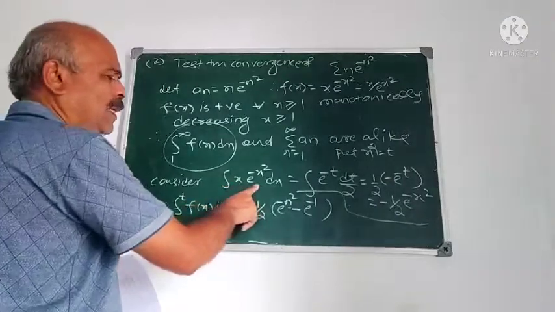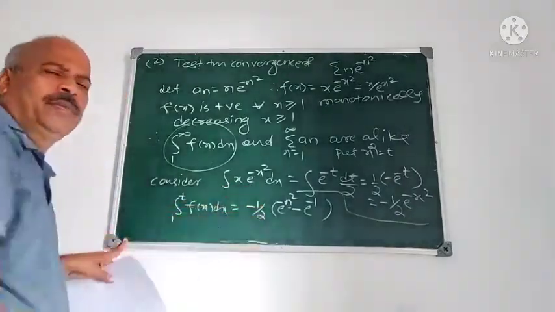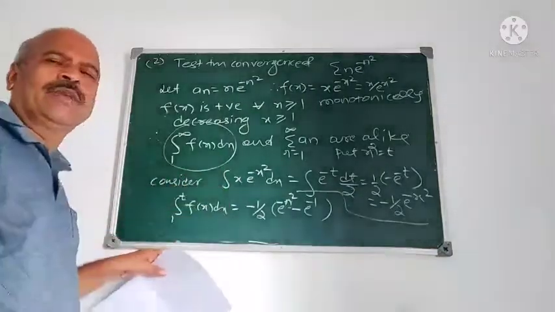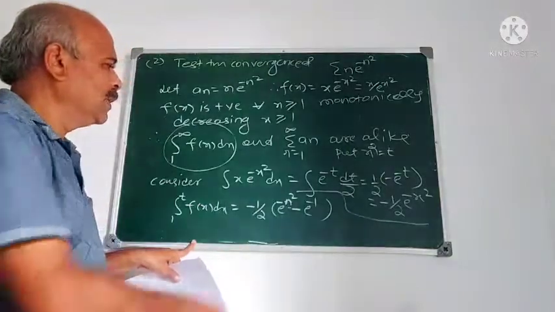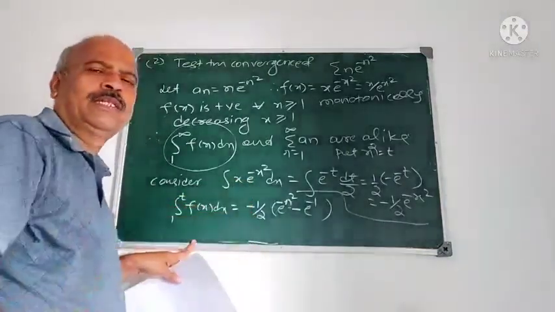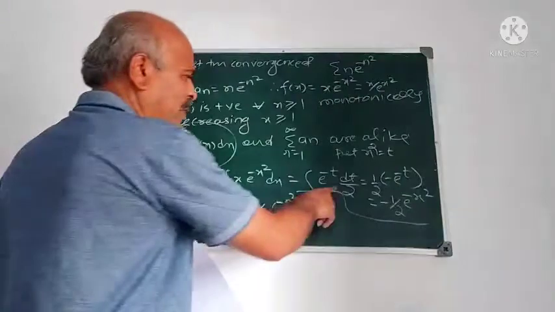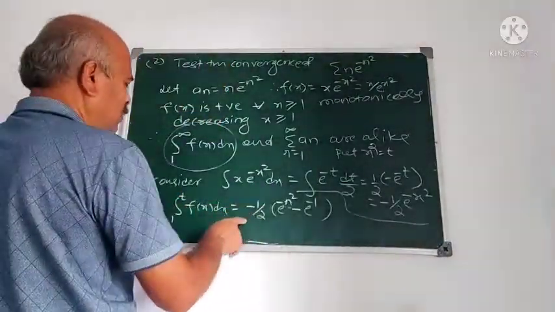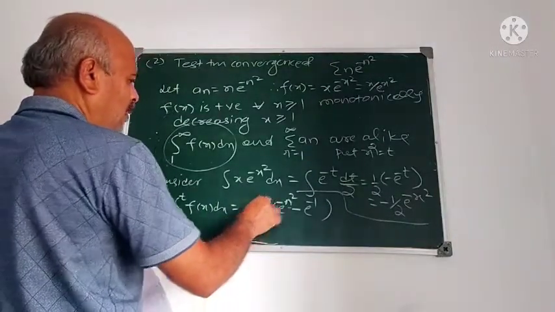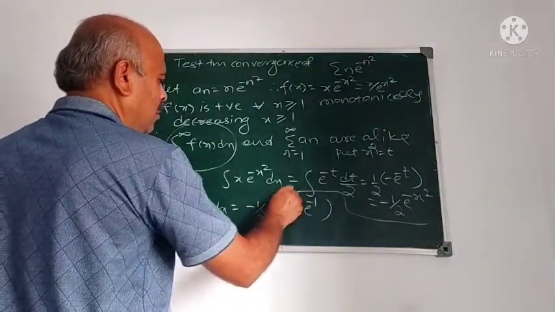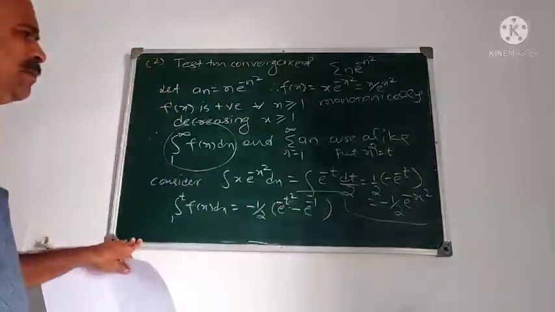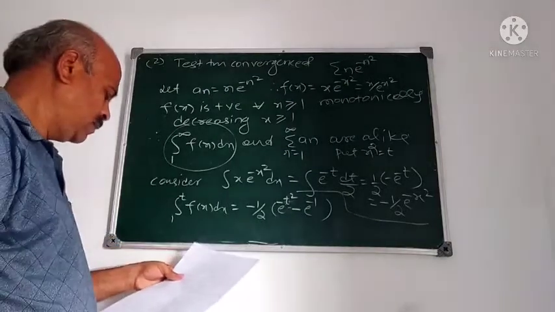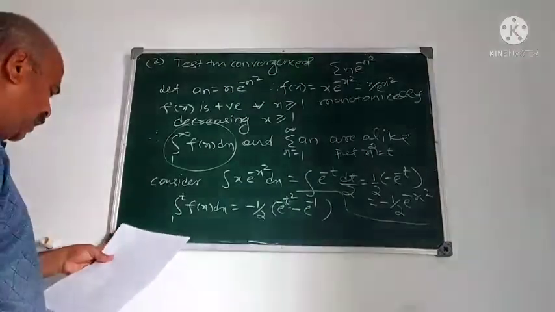First we have to obtain the integral. It is called the primitive. If the primitive can be easily obtained, then we can apply the integral test. If primitives are very difficult to obtain, then it is not convenient to apply this test. Now primitives can be easily obtained: minus half e raised to minus x square. So what is the integral from 1 to t? Am I correct here? Correct, from 1 to t.